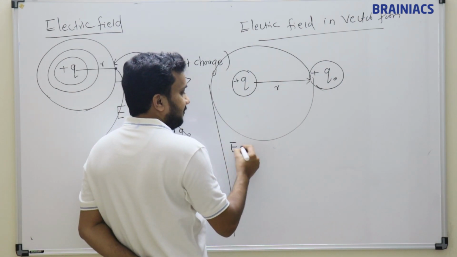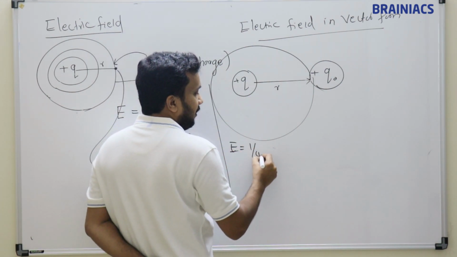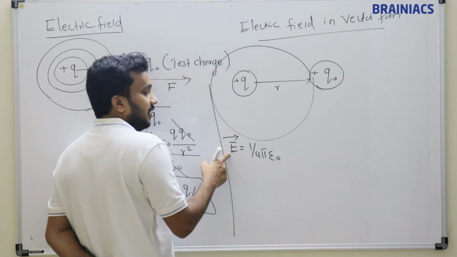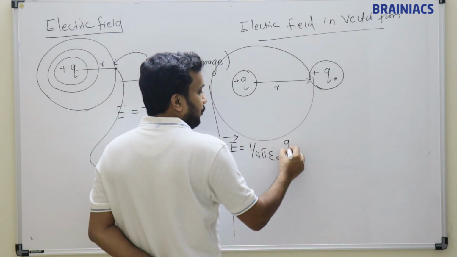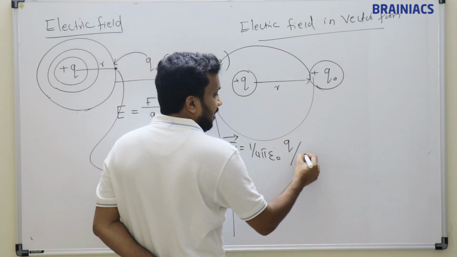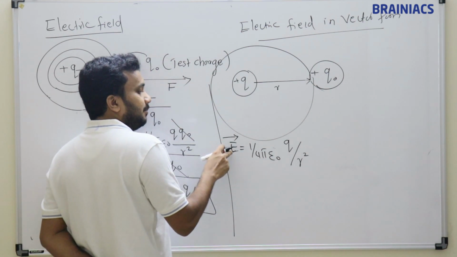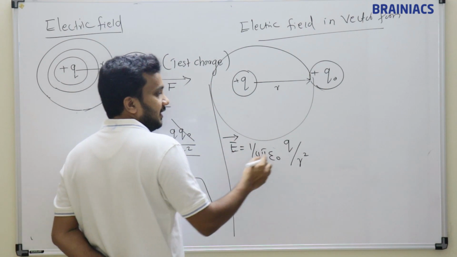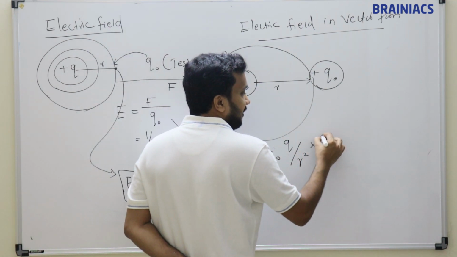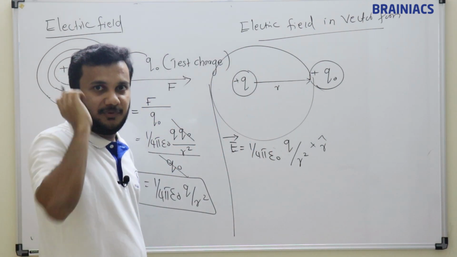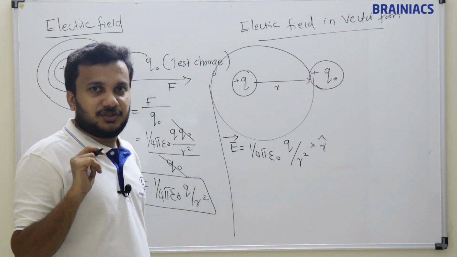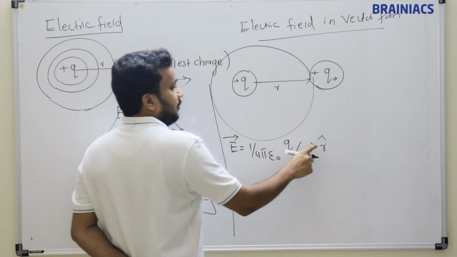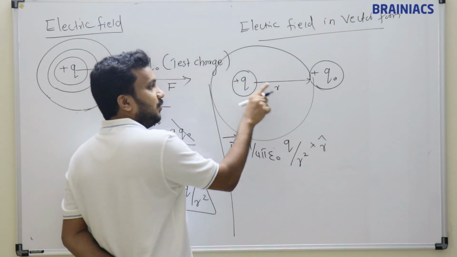So I am writing the definition. E will be equal to 1 by 4 pi epsilon 0. Now we are in vector format, so we have to put an arrow mark, equal to q divided by r square. How will we represent a vector? Whenever I write a vector notation like this one, we have to multiply it with a unit vector, r cap. This we have already discussed in the Coulomb's law part 1 video, right? So vector E will be equal to r, because here there is only one vector.